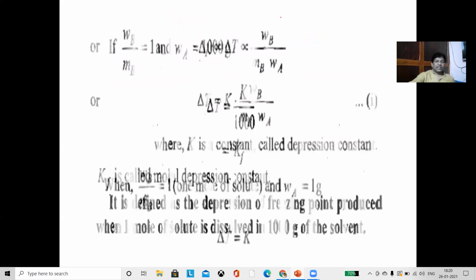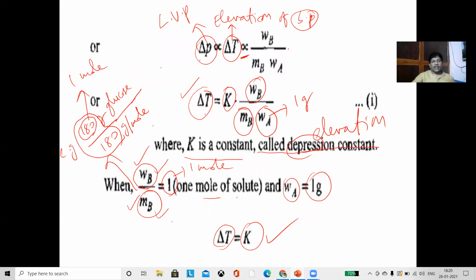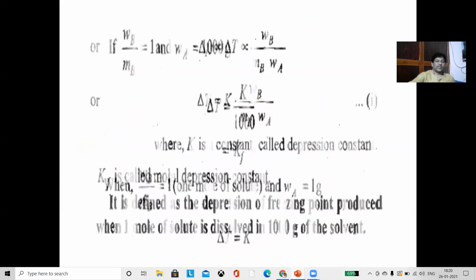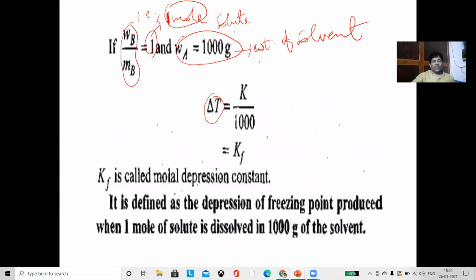Here in this formula, 1000 grams of solvent is taken, and WB by MB is 1 mole. Here 1 mole by WA, and WA we have taken as 1000 grams. Then delta T equals K by 1000. Elevation in boiling point equals K by 1000. Okay, this is called KB.